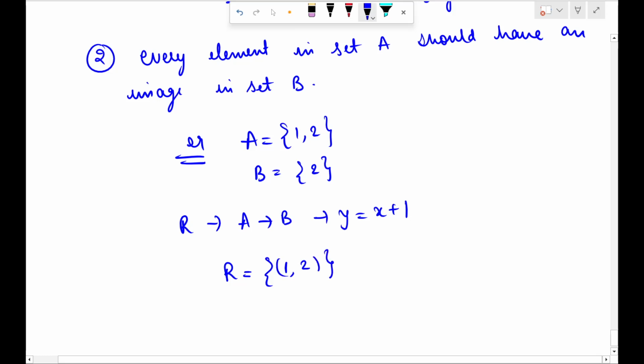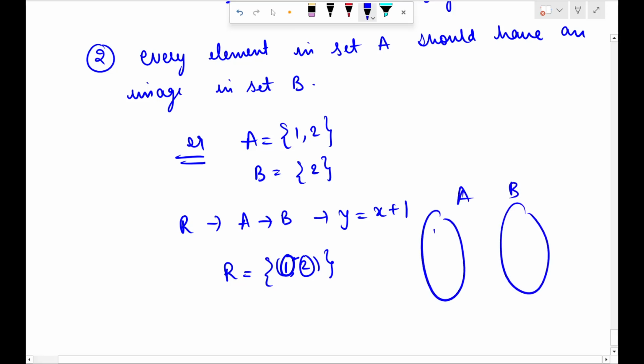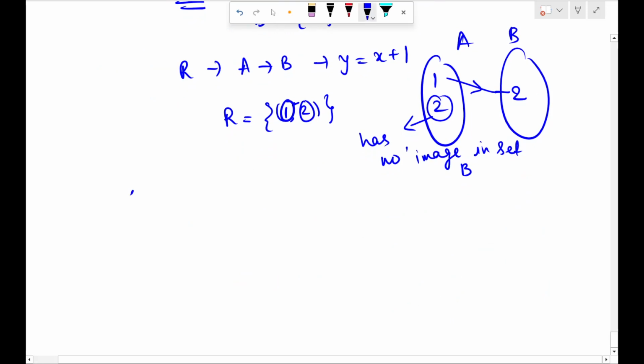So we can see that 1 has an image in set B, 2. If we draw it like this, this is B, 1, 2, and this is 2. So 1 has an image in set B, but 2 has no image in set B. Therefore this is not a function.